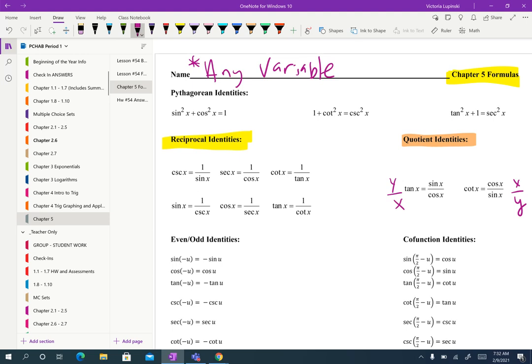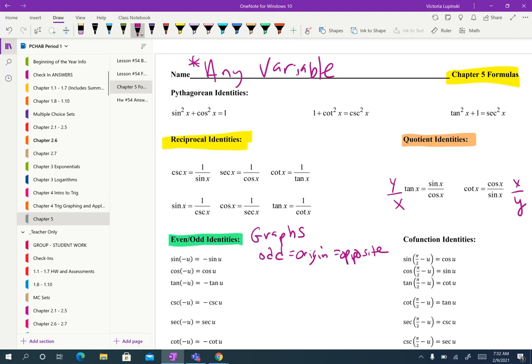Then when it comes to the even and odd identities, you can think of these in terms of their graphs. If you were to go back to the last section and look at their graphs, you had to decide if they were even or odd based on a couple of different things. So as a reminder, if you're talking about a graph being odd, you're talking about origin symmetry. And algebraically, you're talking about getting the opposite.